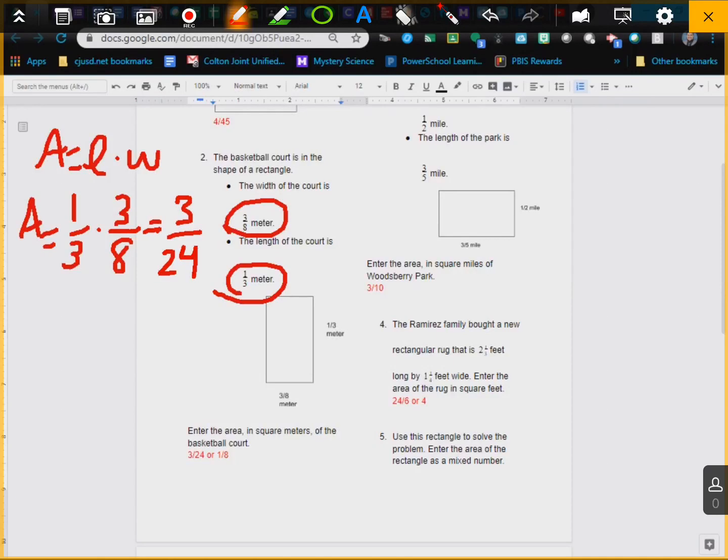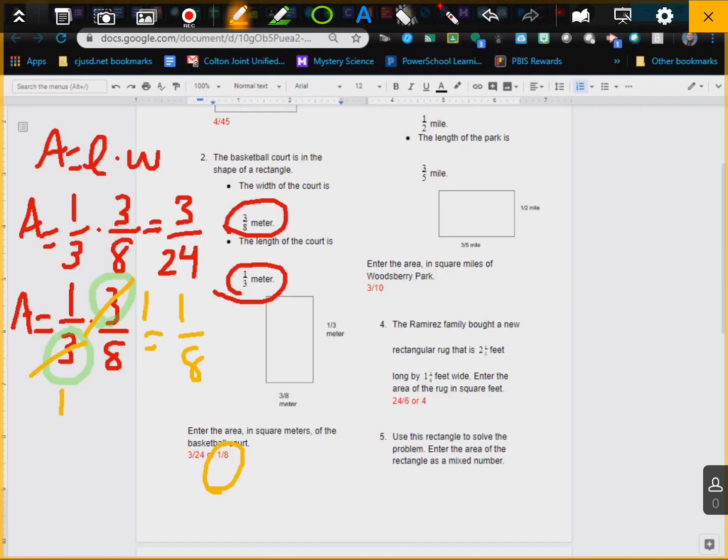Not the only answer, though. You could also simplify it. You could take a 3 out of each one to get 1 over 8. And you could also do it this way, too. Now, if I do it like this, notice that I have a 3 here and a 3 here. Well, I can actually take those and cross cancel. I know that 3 divided by 3 is 1, so I can take that out. And now I just do 1 times 1 is 1, 8 times 1 is 8, 1 over 8. So you could do 3 over 24 and then just divide the 3 for each one and get 1 over 8. Or you could cross cancel, or you could just not simplify. Alright, those were your answers.